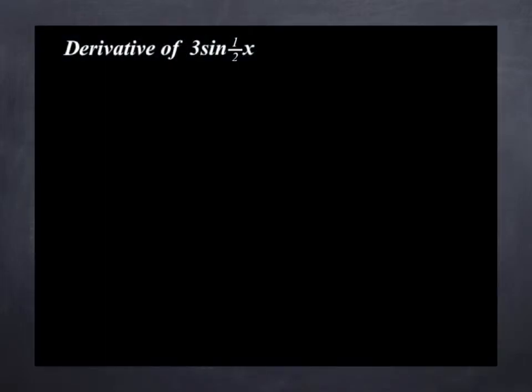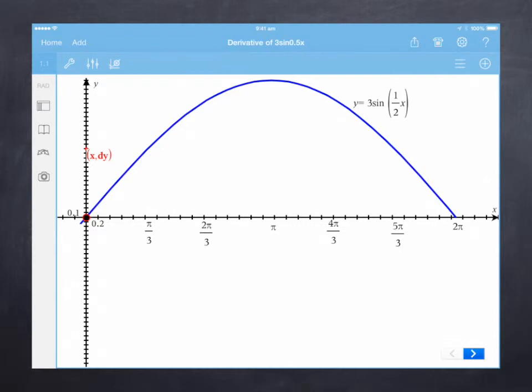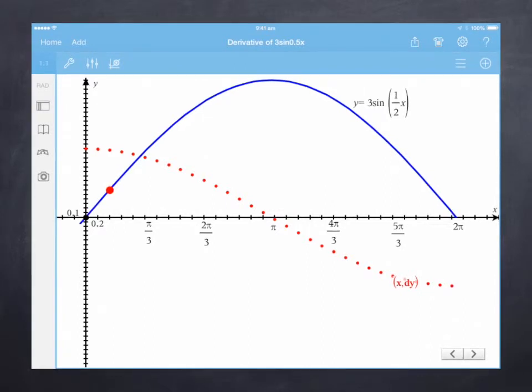Let's have a look at the derivative of 3 sine a half x. Here is the graph y equals 3 sine a half x. Once again, the red scatter plot will represent the derivative function. So the amplitude of the sine graph is 3. The amplitude of the derivative function is definitely 1.5 or 3 over 2. Both graphs have the same period. So the derivative of 3 sine a half x looks like it is 3 over 2 cos a half x.